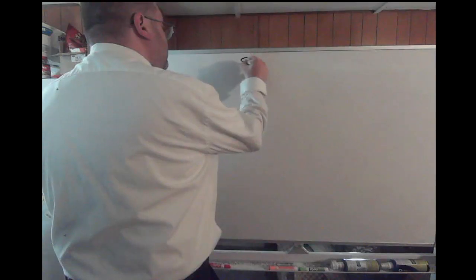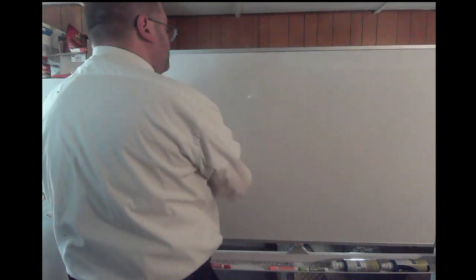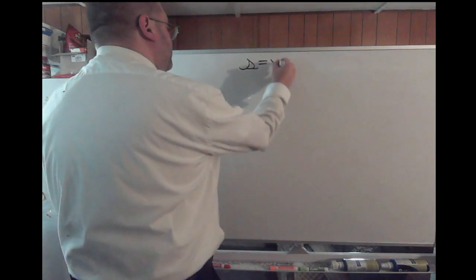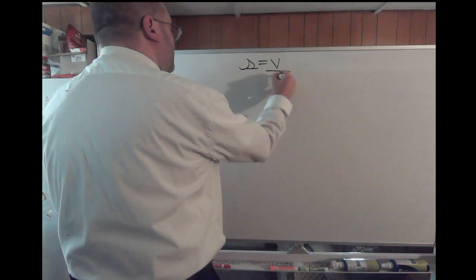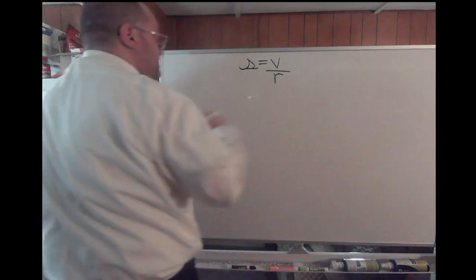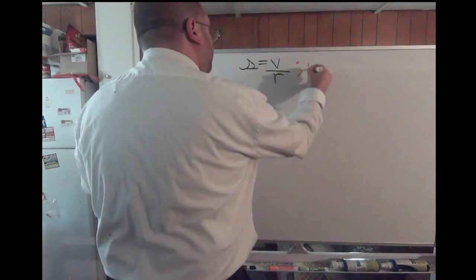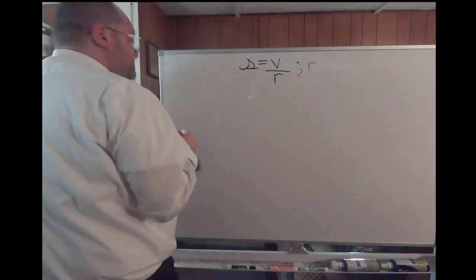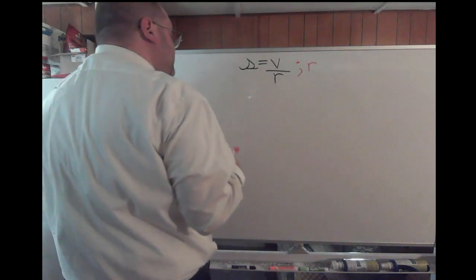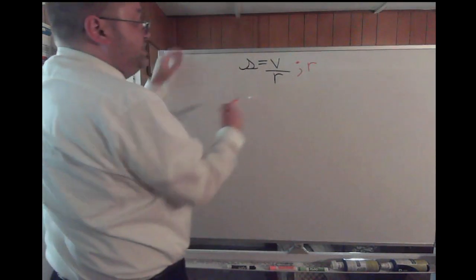Alright, let's see. S. That's not how I want to write S. It looks too much like a 5 if I do that. S equals V over R. Okay. We want to solve for R. So S equals V over R. We want to solve for R. In this case, we have R in the denominator. We need to get that r out of the denominator.